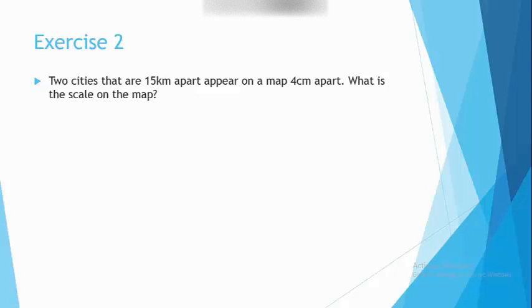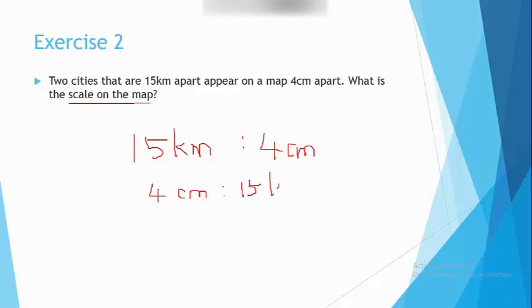A distance on the map is given and the distance in real is also given. 15 kilometers in real is given as 4 centimeters on the map. We are asked to find the scale on the map. The scale on the map normally starts with centimeters because the measurement on the map is given in centimeters. So we usually write the centimeter value first and then the kilometer next when we are mentioning the scale on the map. So 4 centimeters to 15 kilometers.